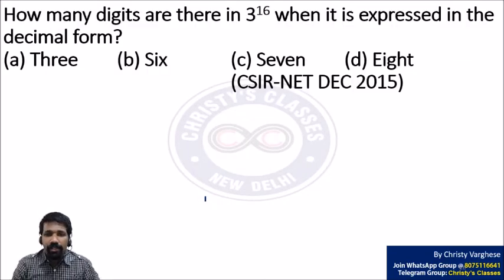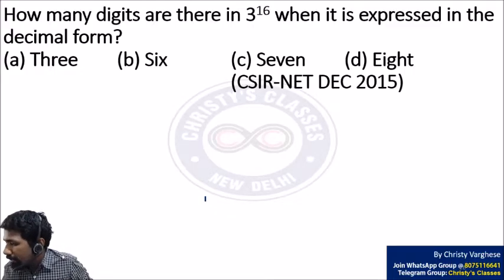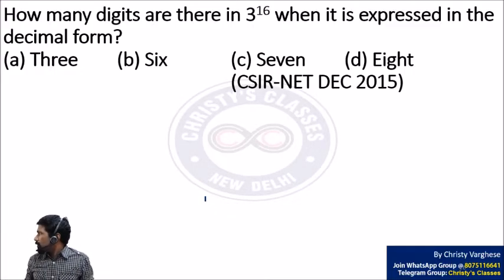So this is the question regarding laws of exponents, which came in the December 2015 question paper. I think this also you have tried, so without much delay I am starting the explanation for this question. How many digits are there in 3 raised to 16 when it is expressed in the decimal form?